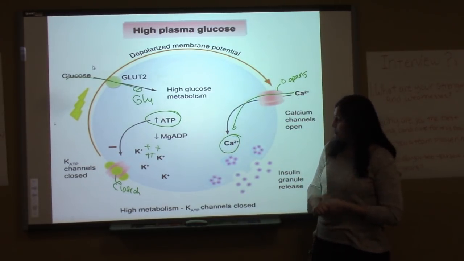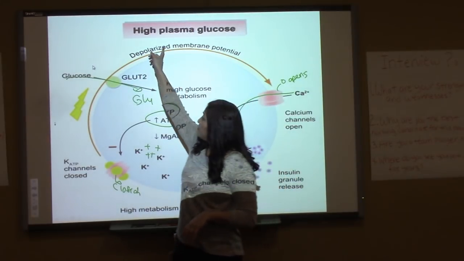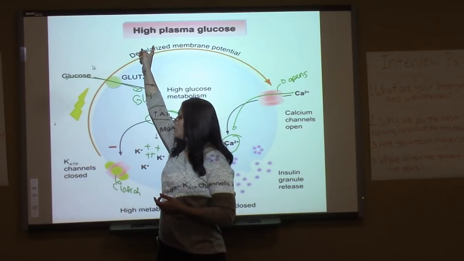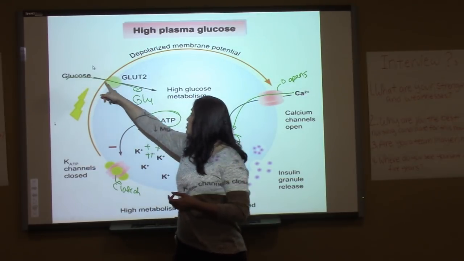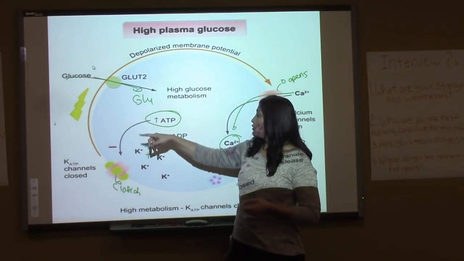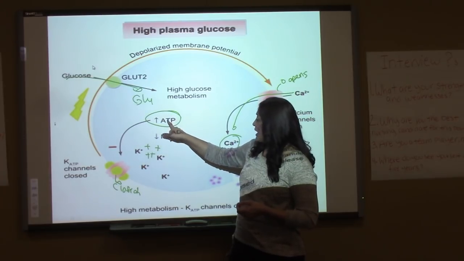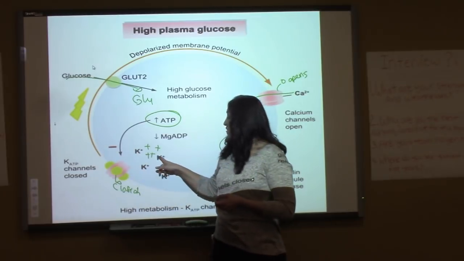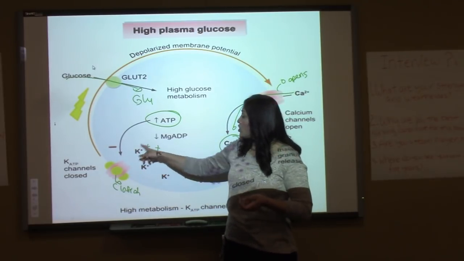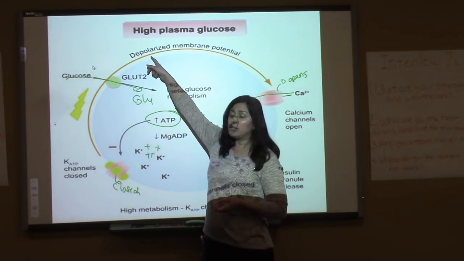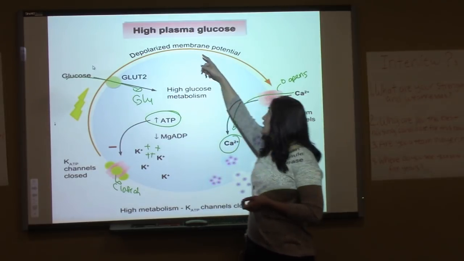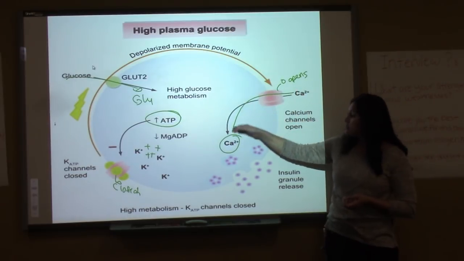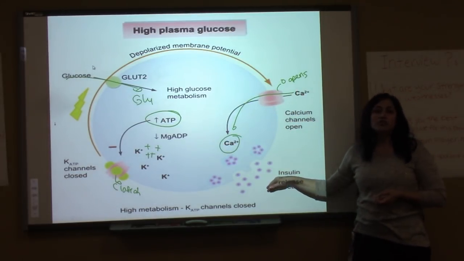Let's go through it once more. High glucose levels in the plasma. Glucose is coming into the beta cell. All of that glucose is being converted into ATP. ATP causes this ATP-sensitive potassium channel to close. Potassium is now stuck inside the cell, causing the membrane to become positive, meaning depolarized. That depolarized state causes the voltage-gated calcium channel to open. Calcium comes in, and calcium causes exocytosis of insulin.